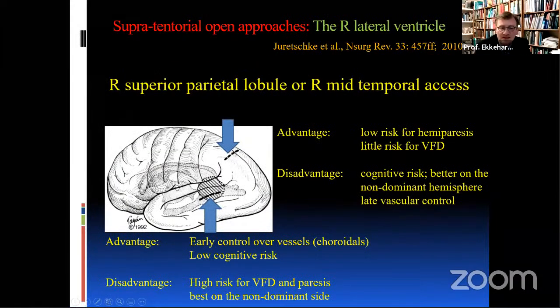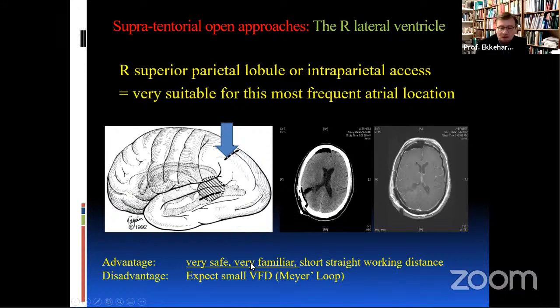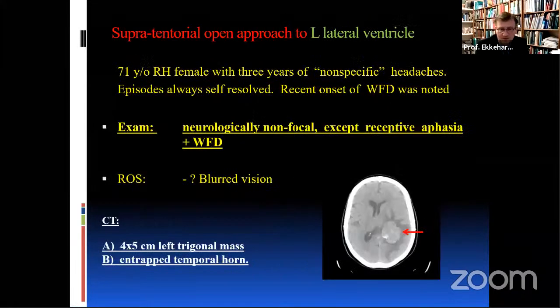What are my options to get in here? Most people on the right side think about right-sided superior parietal lobule access or mid-temporal access. Coming from the top has the advantage of low risk of hemiparesis and little risk of visual field defect. Coming in from the side gives you better control over the vessels, but has a higher risk of a visual field defect and, surprisingly, a lower cognitive risk on the right side, obviously. So I go in right side superior parietal, image guided plan. You find a short corridor of dissection, and it's rather simple to take this out. Very safe, very familiar, very straightforward, minimal visual field defect.